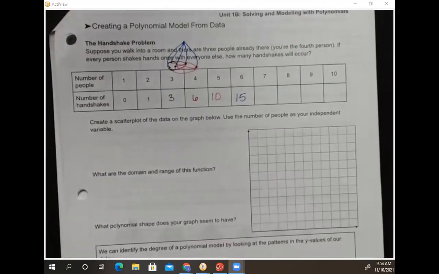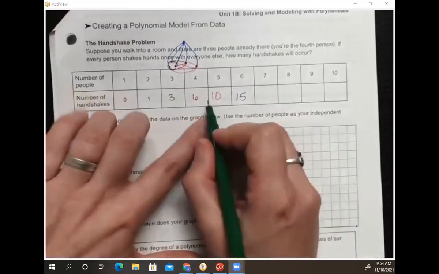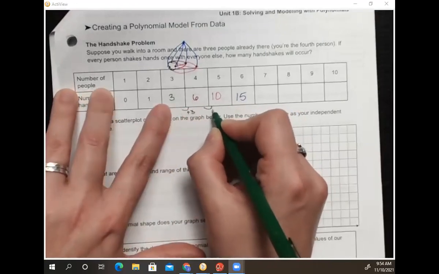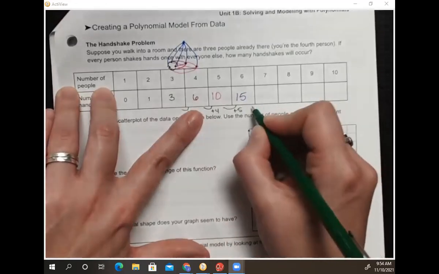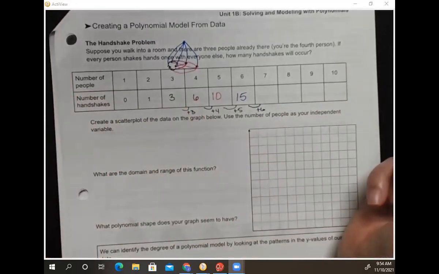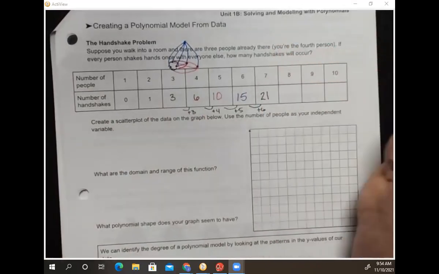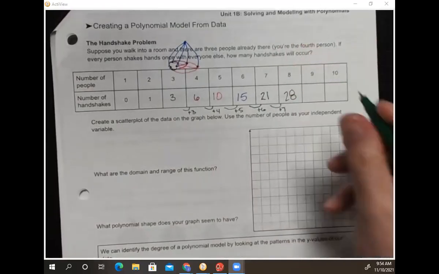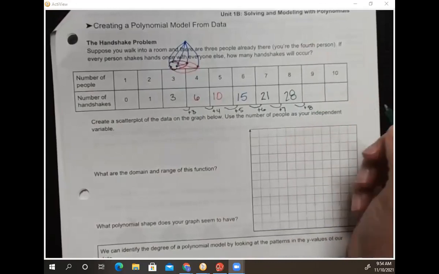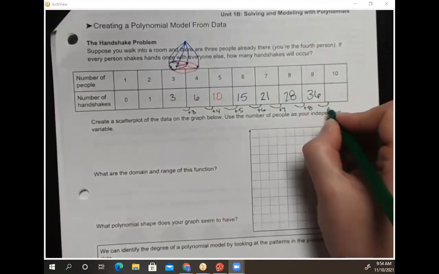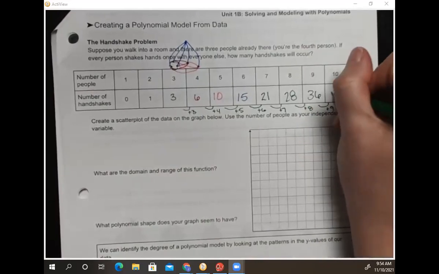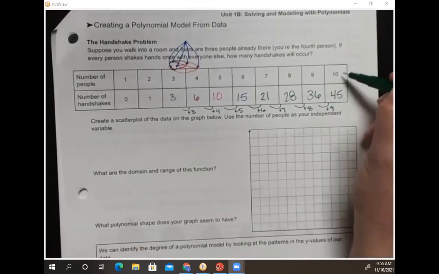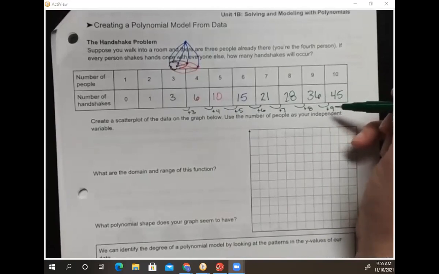Yeah, I add on another every time. So if we look at some of the bigger numbers, sometimes that's easier. To get from 3 to 6, I had to add 3 handshakes. To get from 6 to 10, I had to add 4 handshakes. And then we added 5 handshakes. So for the next one, looks like we're probably gonna add 6 handshakes. 15 plus 6 would be 21. And then we can add 7 handshakes, so that'd be 28. And then we can add 8 handshakes, so that'd be 36. And then we can add 9 handshakes, and that would be 45. So if I have 10 people in a room, that's 45 unique handshakes that can occur.